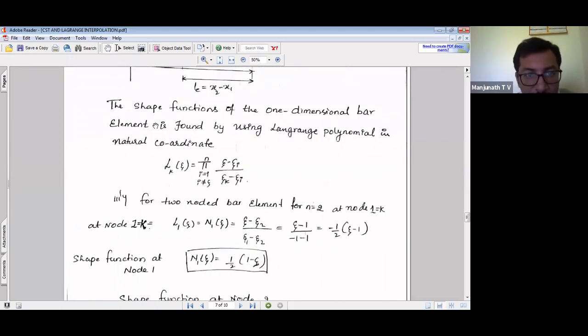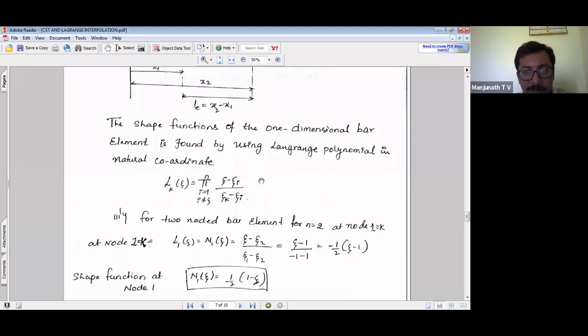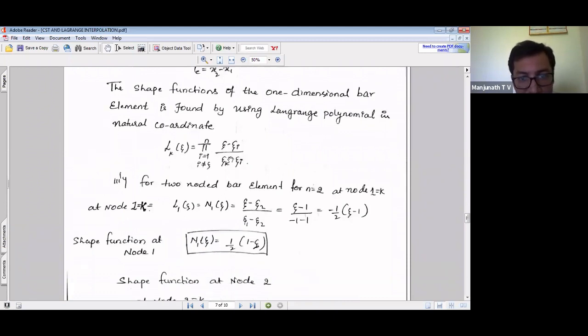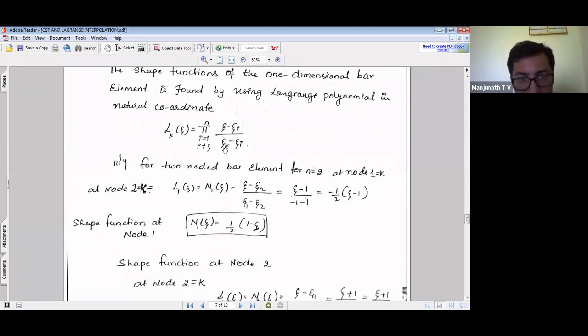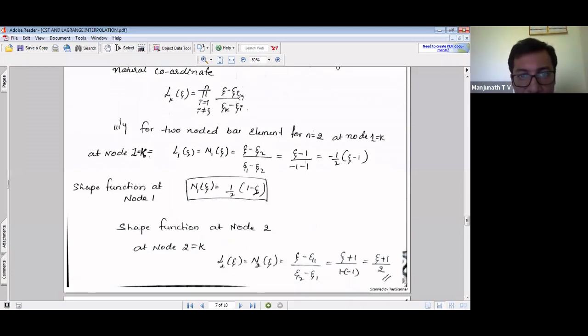The shape functions of the one-dimensional bar element are found by using the Lagrange's polynomial in natural coordinates. This is the case for only one dimension, so only the zeta direction we are going to consider. The equation for shape functions in terms of Lagrange's interpolation function we can write like this. This is the general equation written for one node. If it is for two nodes, we need to consider one more term for the second node also.